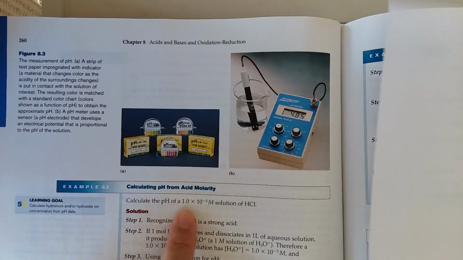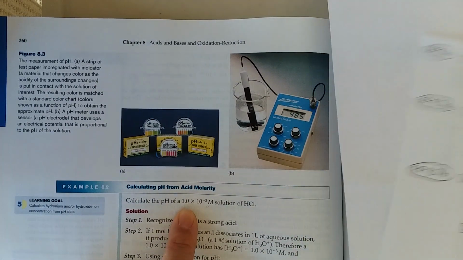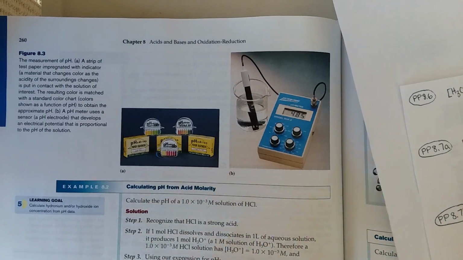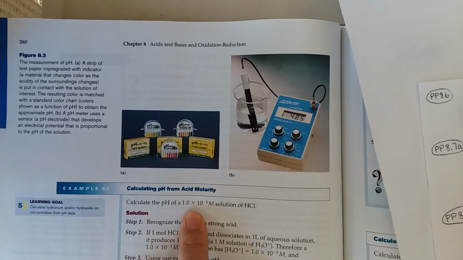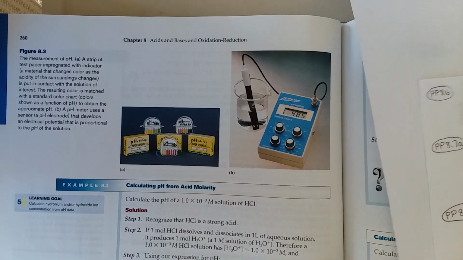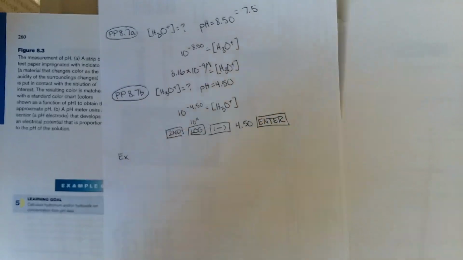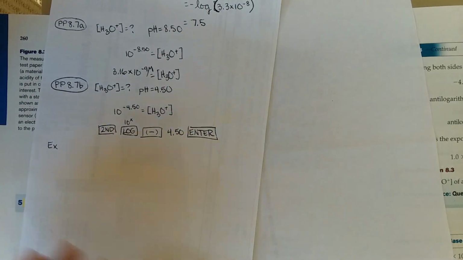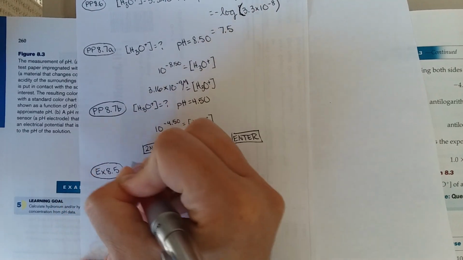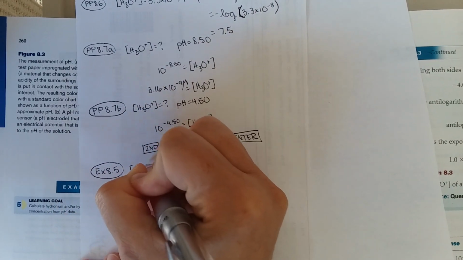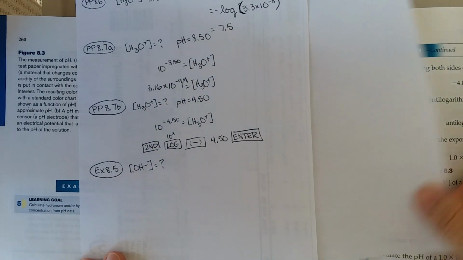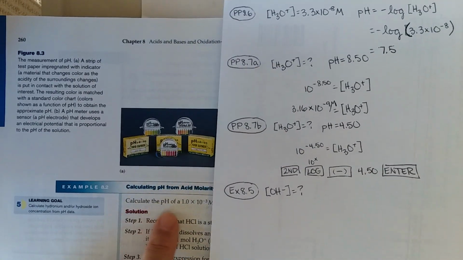It says calculate the pH of this concentration solution of HCl. So this is example 8.5. It wants us to calculate the hydroxide ion concentration. And then it says to go back to example 8.2.